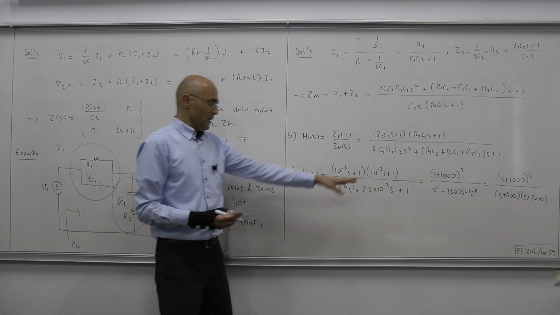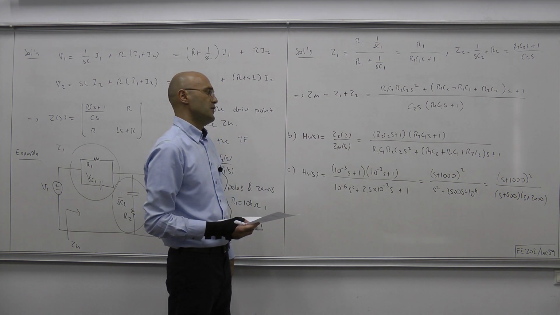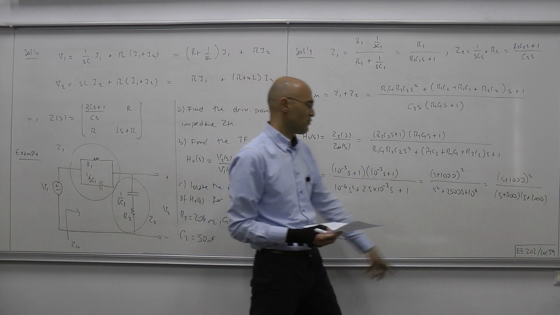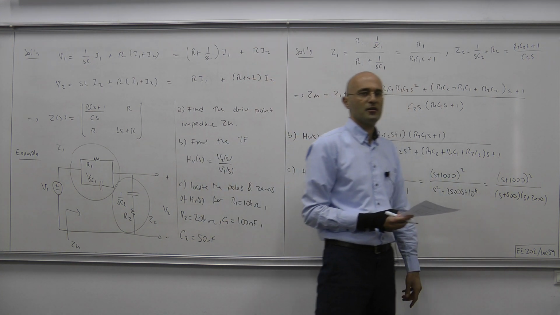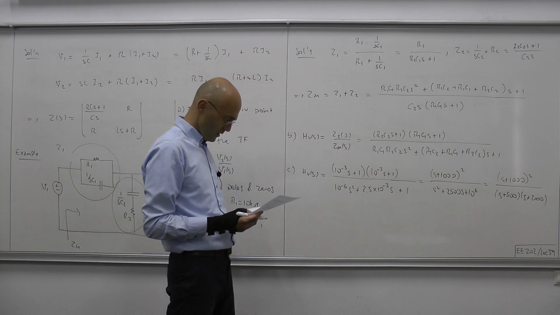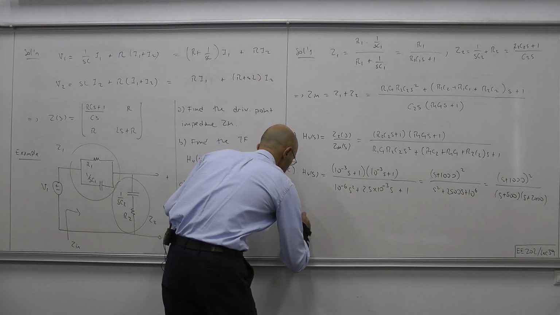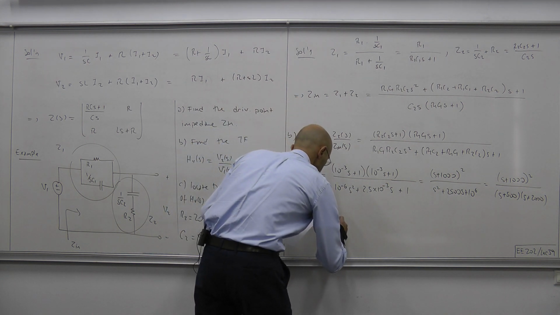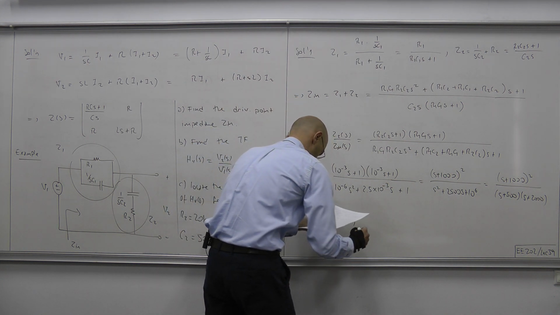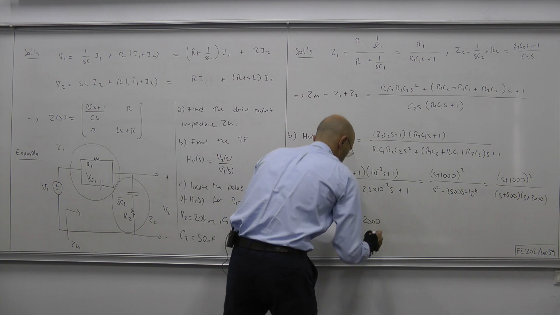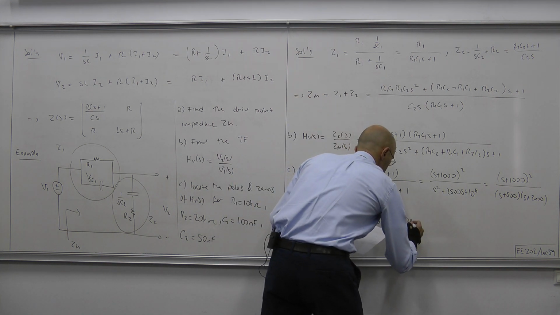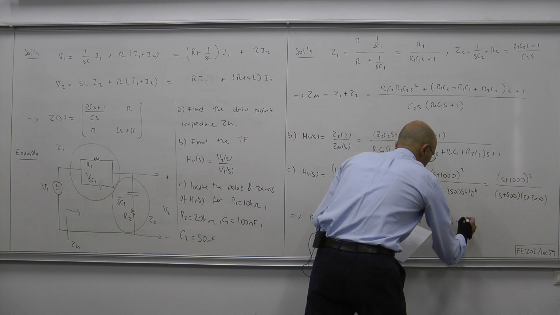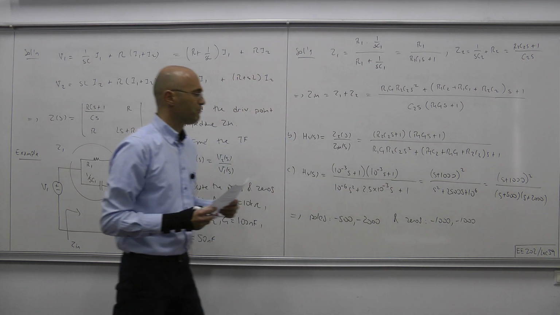And now it's clear where the poles and zeros are. The zeros are both at minus 1000. As for the poles, we have one at minus 500 and the other at minus 2000. And that completes the solution. The poles are at minus 500 and minus 2000 and zeros are at minus 1000 and minus 1000.